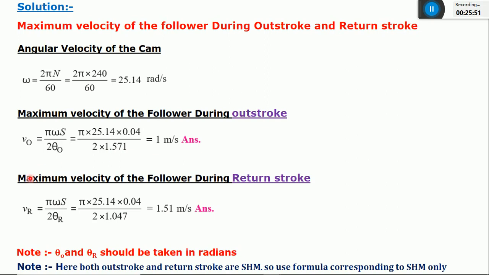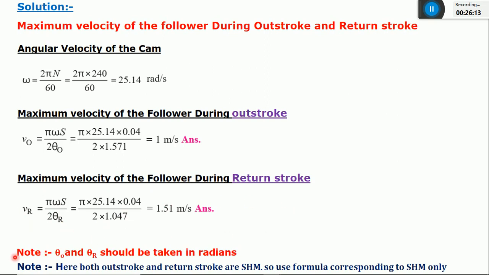Similarly for return stroke, what is the maximum velocity of the follower? Same formula. Instead of theta naught, I'll take theta r. Theta r is 60 degrees. Just convert 60 into radians by multiplying with pi by 180. You'll get the answer as 1.51 meters per second.